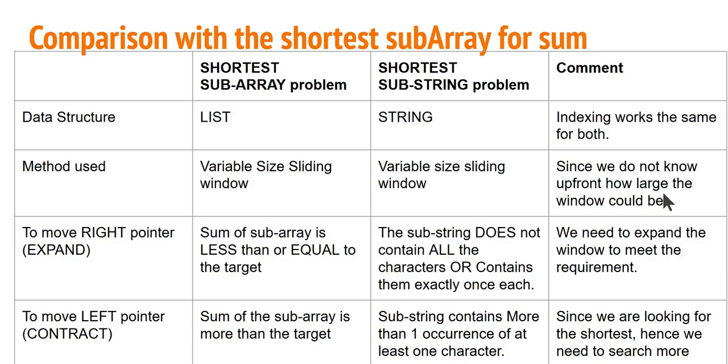The method used would be a variable size sliding window, and we'll do the same thing here because we do not know upfront how large the window could be. Obviously, here there's a difference because we know the shortest window has to be 3, but then we may be looking for some variations. For example, we may be looking for the longest substring that has all the characters and so on, right?